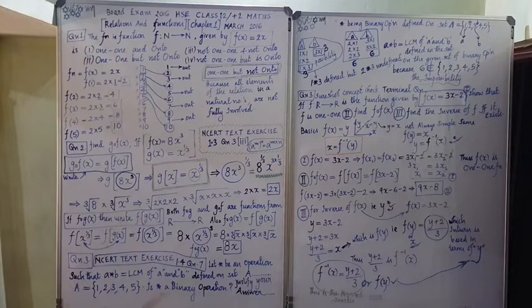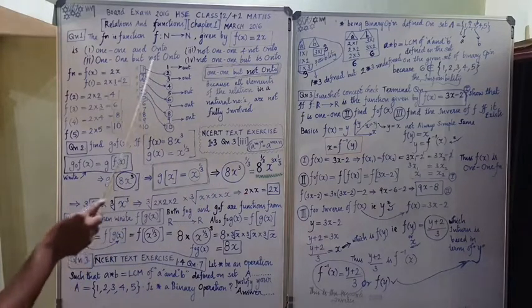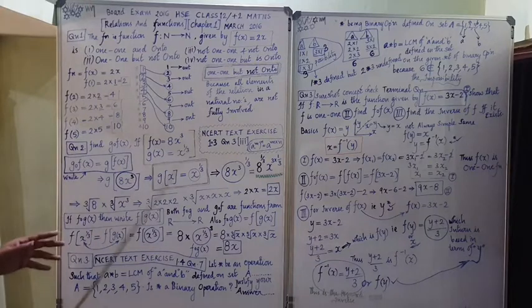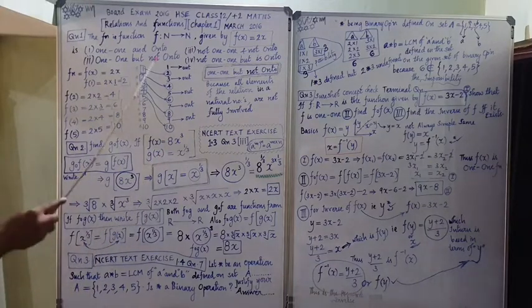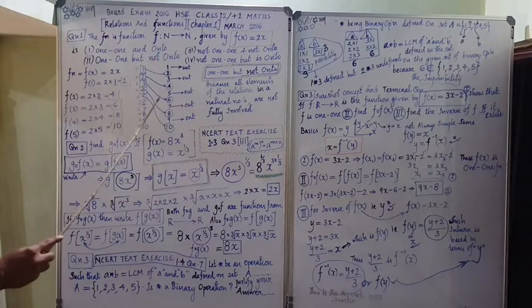Not onto can be explained in a way that not all the elements of the set B are included. Not all the elements of the natural number to natural number relation set are fully involved. Isn't it? Okay, it's clear.